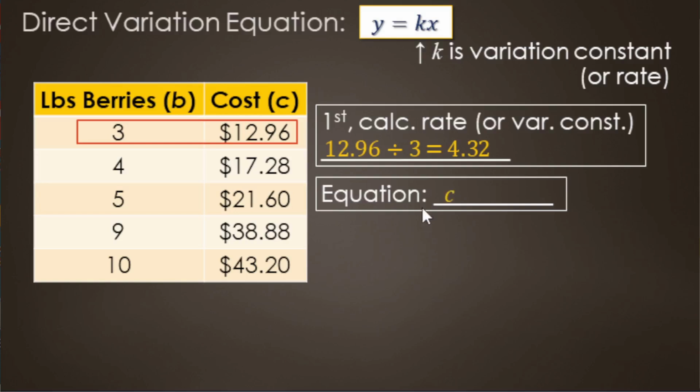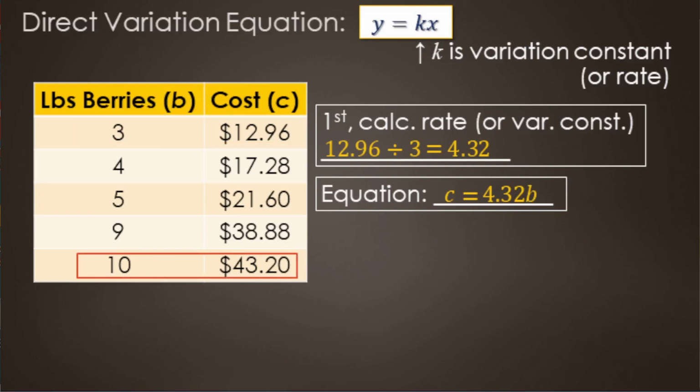So our equation, that's going to be C. That's our dependent variable. C is the dependent variable. It always shows up in the right-hand column on a table, and that's going to equal, and in this case, next we have our K. That's our rate or constant of variation. We found that out here, 432. And then our independent variable, well, that's going to be B for pounds of blueberries. So there we go.